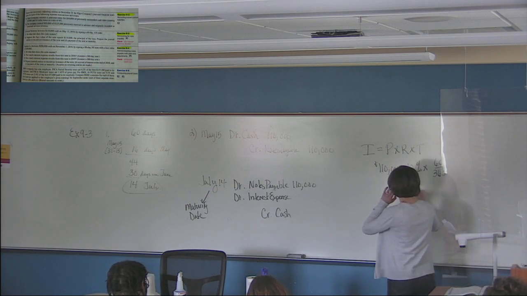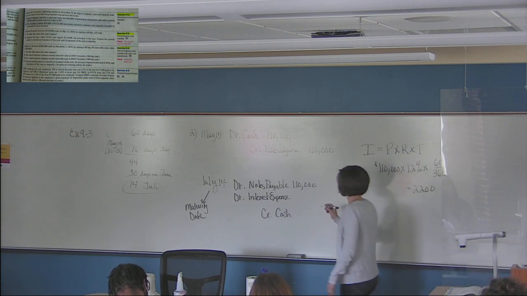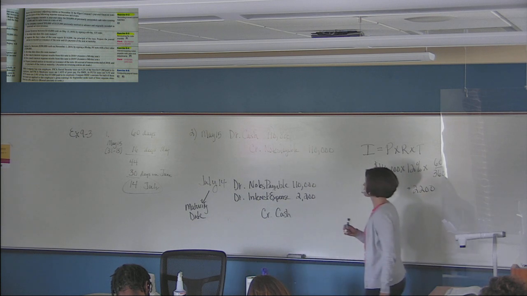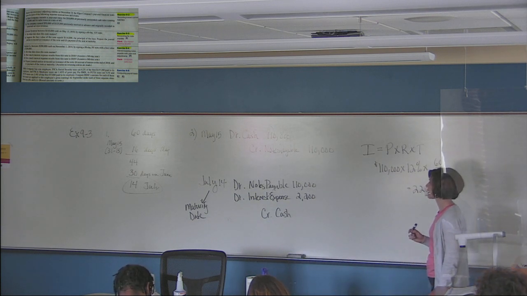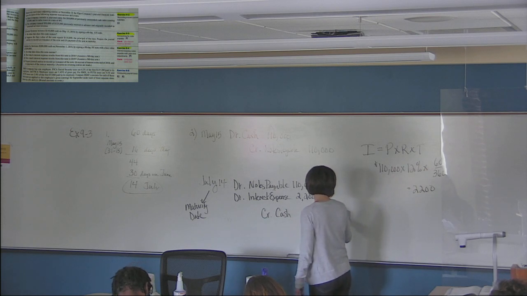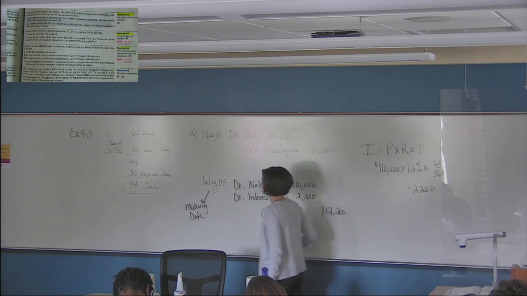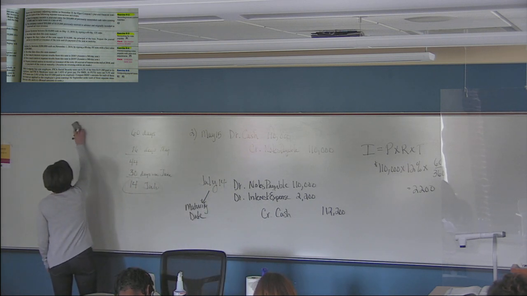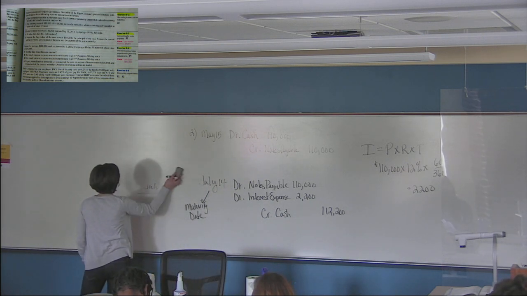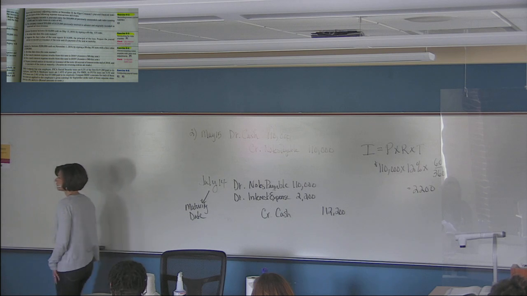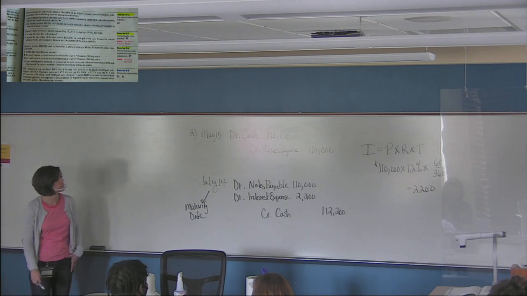2,200? Okay. So in addition to the principal of 110,000, I've got to also pay interest of 2,200. So I credit cash for 112,200. Okay. Questions?